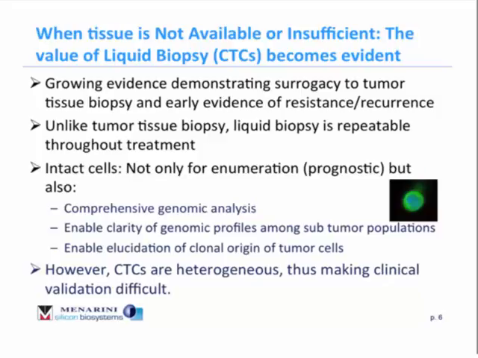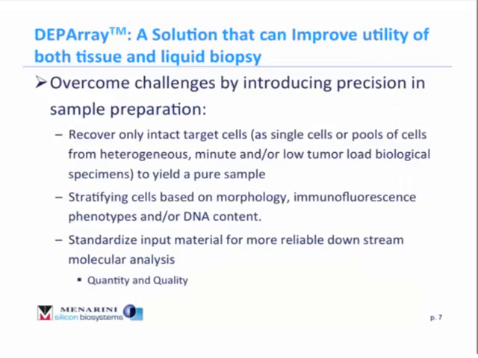However, as we all would appreciate, CTCs are heterogeneous, and this, in fact, can cause difficulties in determining clinical utility or performing the needed validation studies downstream. Therefore, the DEPArray offers a solution that can improve not only the utility of tissue biopsy specimens, but also liquid biopsy specimens in the form of CTCs, by overcoming the general challenges associated with there being insufficient material, where we can now recover those few cells that are present and utilize those cells for the downstream analysis. We can stratify these cells based on morphology, immunofluorescence, phenotype, and/or DNA content. But very importantly, we can now consider standardization of the input material for our downstream assays based on the DEPArray platform.